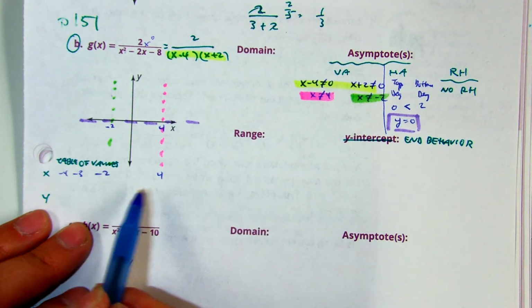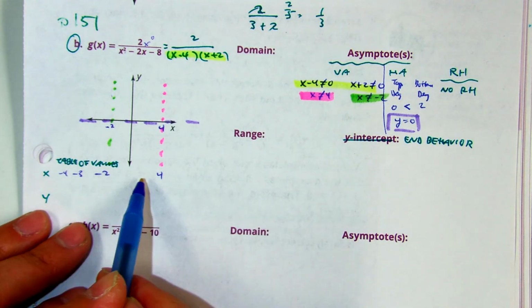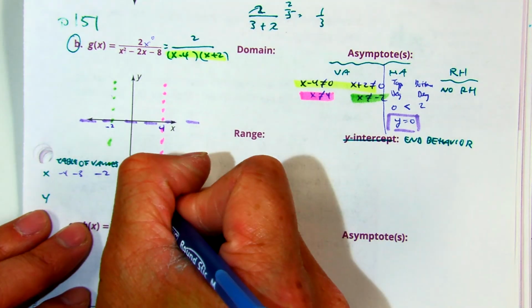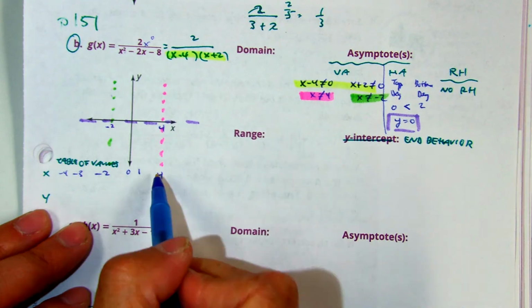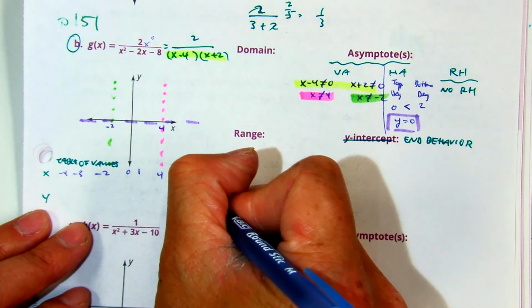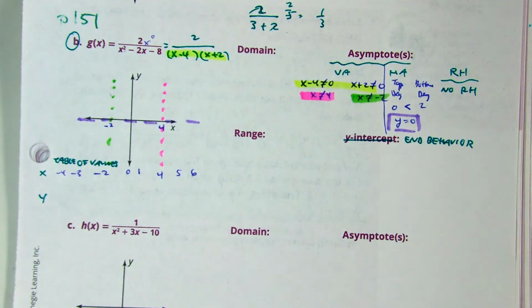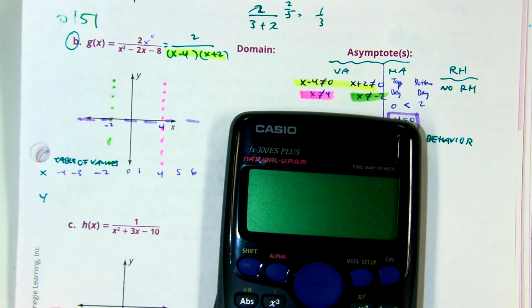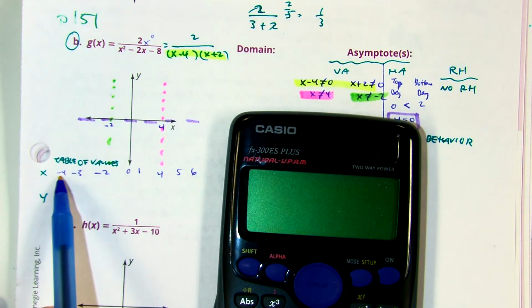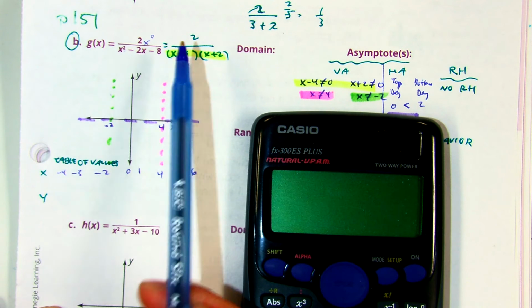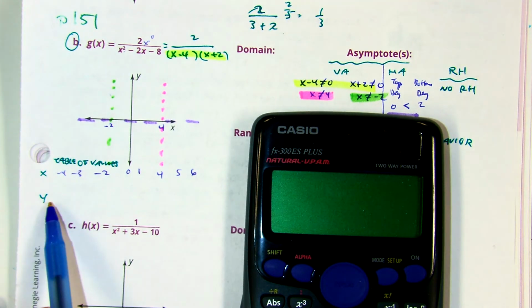I need to pick some numbers in between -4, -2, and 4. I'm going to choose 0 and 1. And I need some numbers to the right of 4. I'm going to choose 5 and 6. What I'm trying to figure out is, based on the number I put in here, -4 into here, what is my output? Let's do that together.